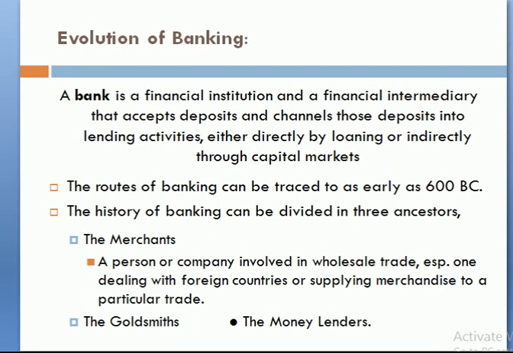As regards the growth of modern commercial banks, it can be traced to as early as 600 BC. Grother, in his famous book An Outline of Money, traced the history of modern English commercial banking. According to him, present-day bankers have three ancestors: the merchant stage, the goldsmith stage, and the moneylender stage.